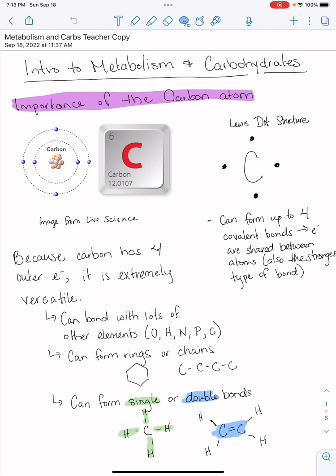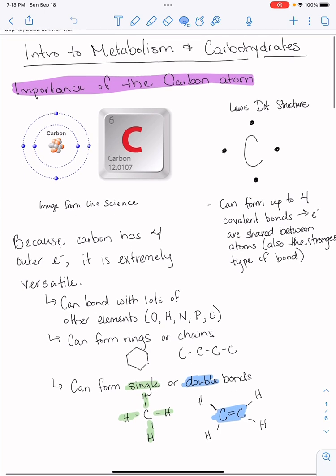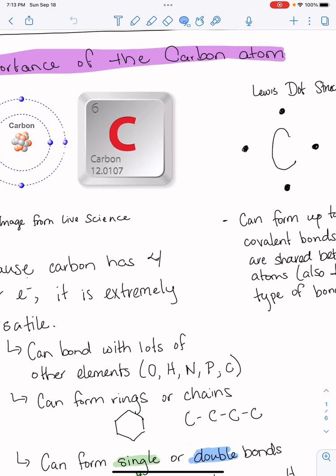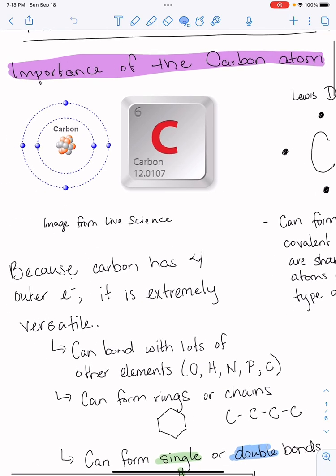So before we get into carbohydrates as one of our biomolecules, we have to talk about the carbon atom and the importance of the carbon atom, because all of these biomolecules contain carbon. And carbon is really interesting because of its atomic structure. So we are going to dive a little into chemistry. So hopefully this should be a reminder for us, or we should remember this from last year's chemistry.